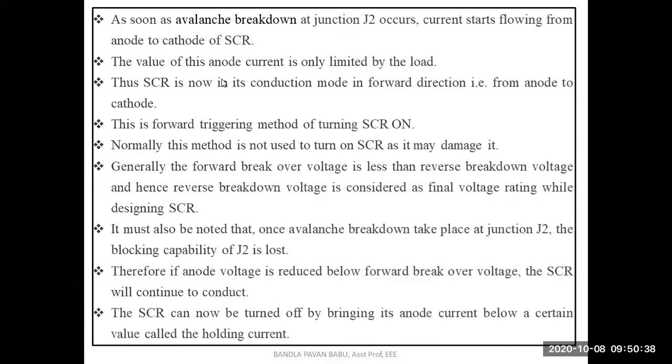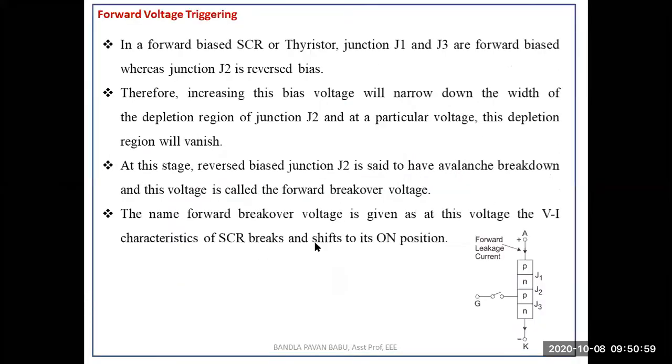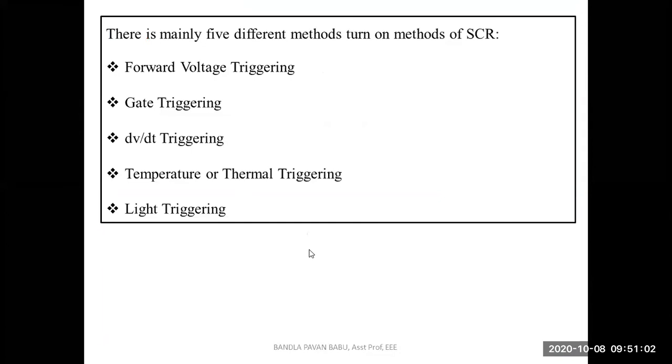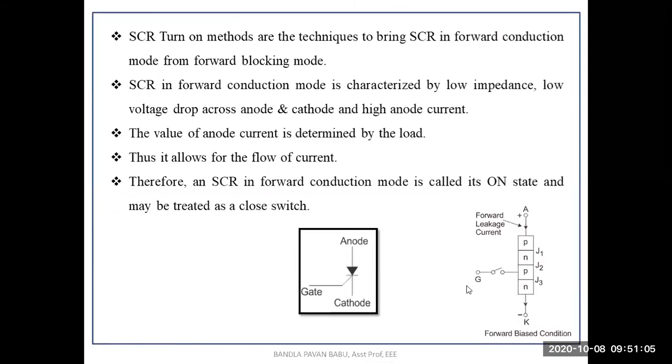So let's look one by one at what we have discussed. As soon as avalanche breakdown occurs at junction J2, current starts flowing from anode to cathode of the SCR. The value of this anode current is limited only by the load. This switch is connected to a load. So what is the purpose of this switch? It is used to control the current, for controlling purposes. That is the reason we call it a controllable switch. The current flowing through the switch depends on the load.